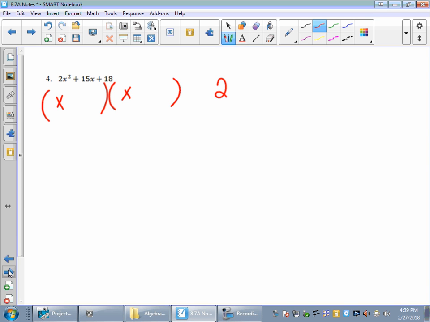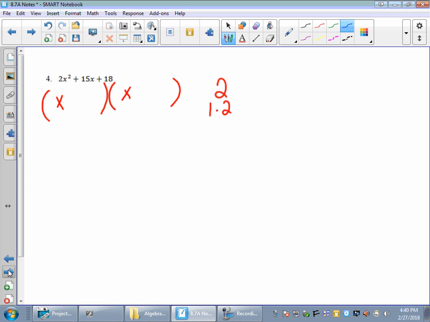And I'm going to look at 2. What are 2 things that multiply together to give us 2? 1 times 2. Is there any other options? Well, no, because 2 is prime. So we can move on to our end term, step 3 of the guess and check.